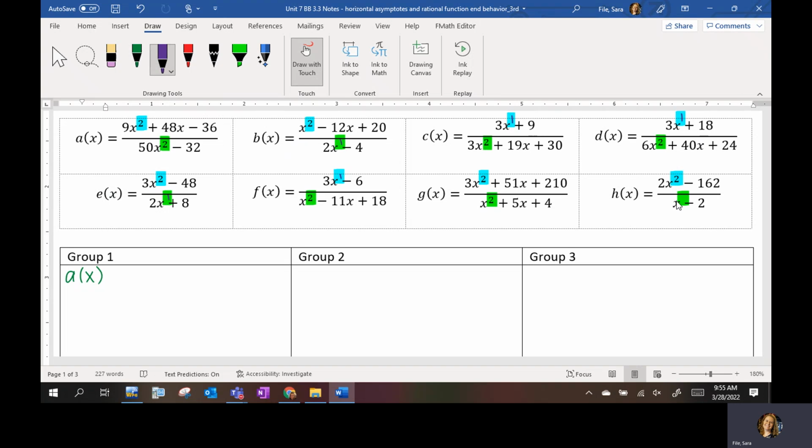Okay, so that's how I would categorize all of those. So we will pick this up here tomorrow.